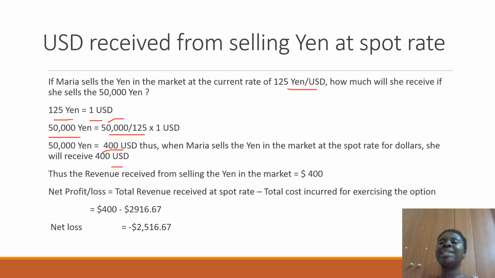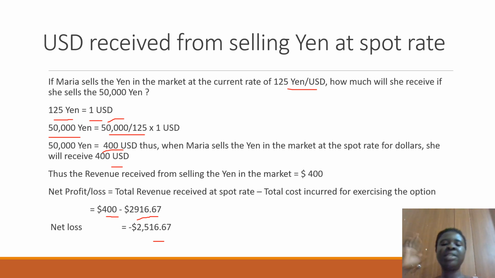So you want to understand her net profit or loss. Her total revenue received at the spot rate minus the total cost she incurred for exercising the option. The total revenue she received was 400 USD, and the cost she incurred was 2,916.67 USD. So she made a loss of $2,516.67, which is very huge. So if she decides to exercise the option, this is the loss she's going to incur. So this is how you answer the question.